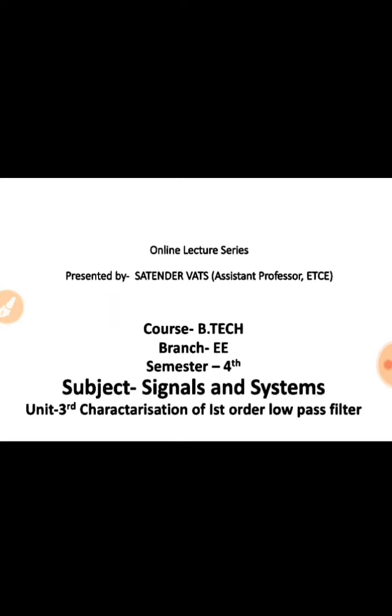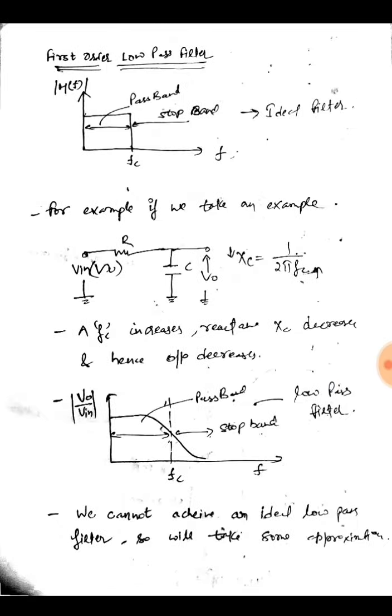In today's video, we will see the characterization of first order low pass filter using Fourier transform, in which we will see the time constant and the cutoff frequency needed for the first order low pass filter, which is a part of unit 3rd of signals and system in EE 4th semester. So let's start.